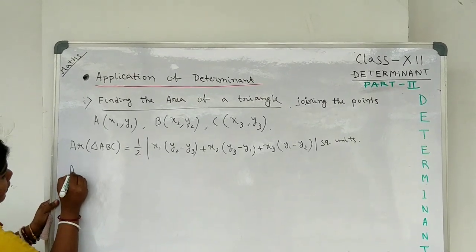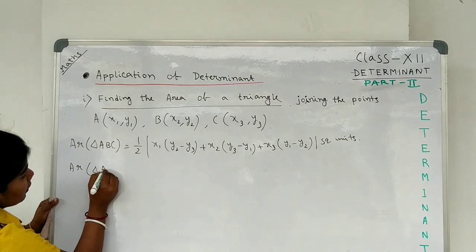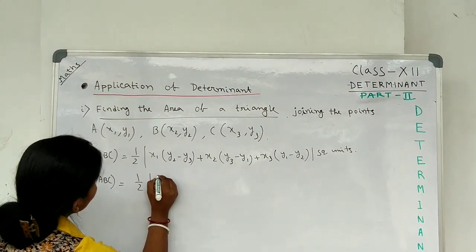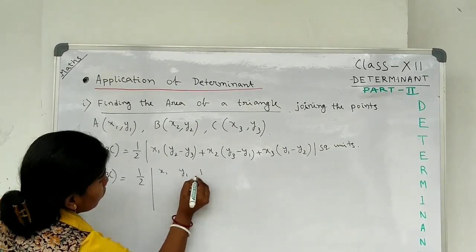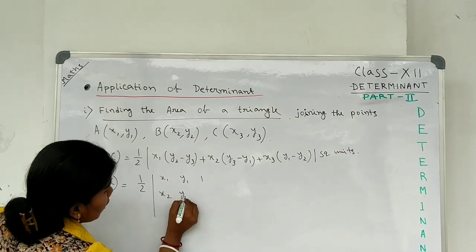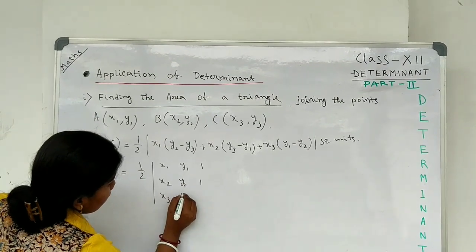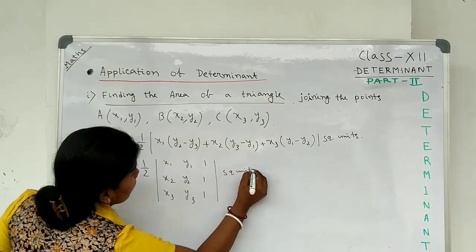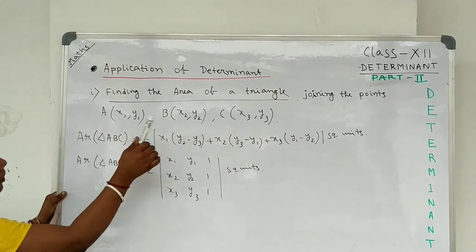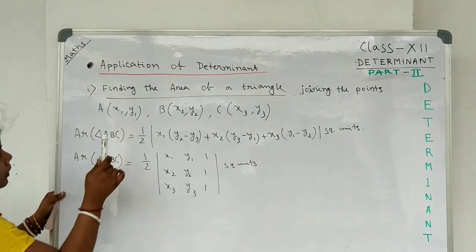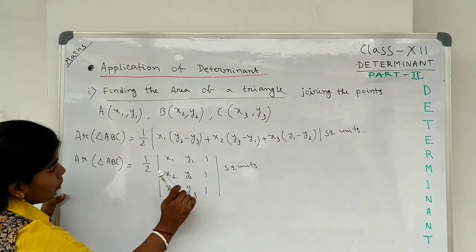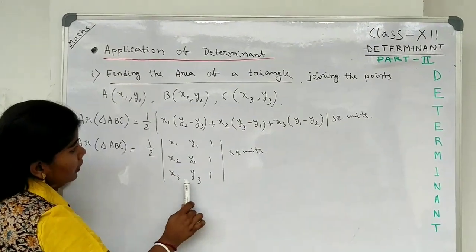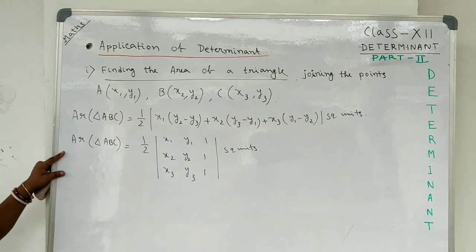Using determinant, this area is equal to half into determinant of [x1 y1 1; x2 y2 1; x3 y3 1] square unit. That is, when 3 points will be given, what you will do? You will write the coordinates here, x1 y1 1, the second coordinate x2 y2 here, and the third coordinate x3 and y3 here. Then you will get the area of the triangle.